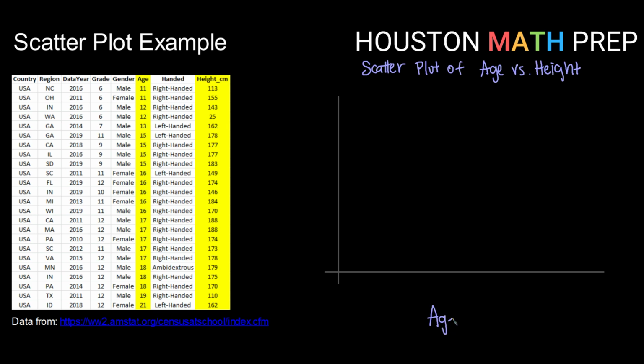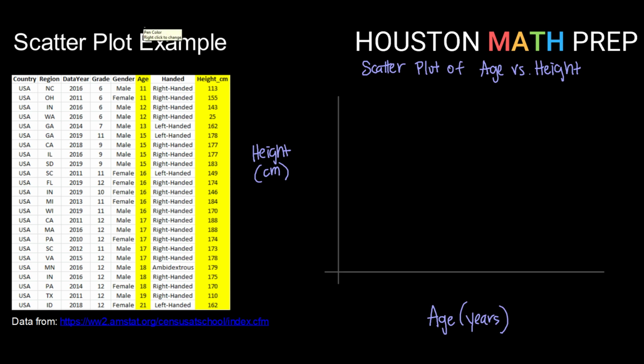So I'm going to go ahead and put age on my horizontal axis and height on my vertical axis, and just going ahead and putting that those are in years and centimeters.